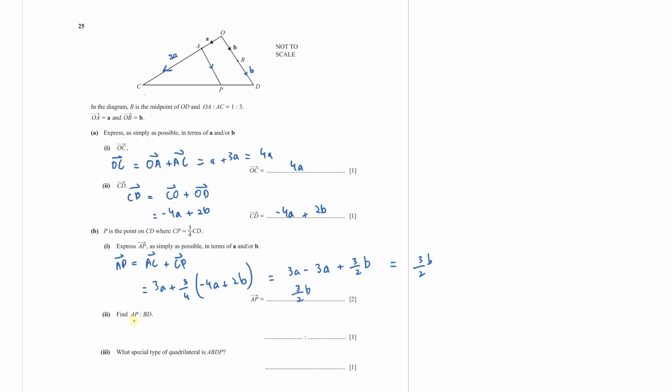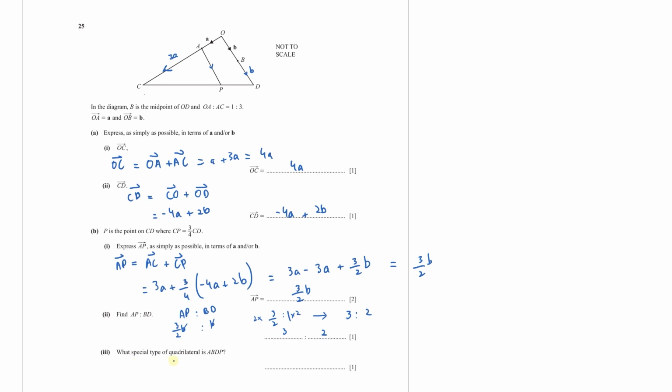Find ratio of AP ratio BD. So AP ratio BD, what is AP? AP is 3 by 2B. And what is BD? BD is just B. So I can cancel B on both sides. So this will be 3 by 2 ratio 1. Then to convert these into whole numbers, instead of this fraction 3 by 2, I can multiply by 2 on both sides of the ratio. These two will cancel out. So this will be 3 ratio 2 times 1 is 2. So this is 3 ratio 2.